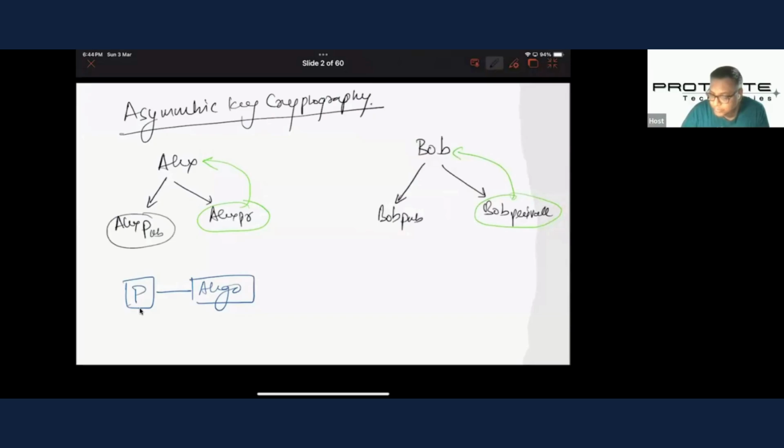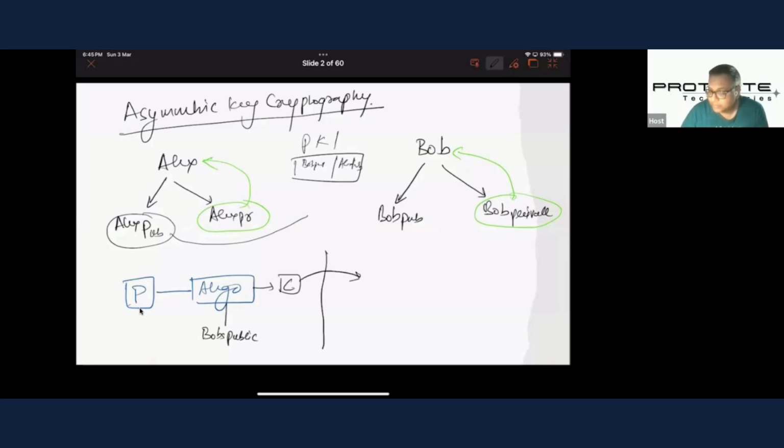This public key goes to a repository, a PKI, public key infrastructure, where Bob's public key is there, Alex's public key is there, and you have to fetch that key. So once Alex wants to send a message to Bob, Alex fetches Bob's public key and encrypts this information using Bob's public key. What he gets is a ciphertext. Then he sends this ciphertext to the receiver, that is Bob.